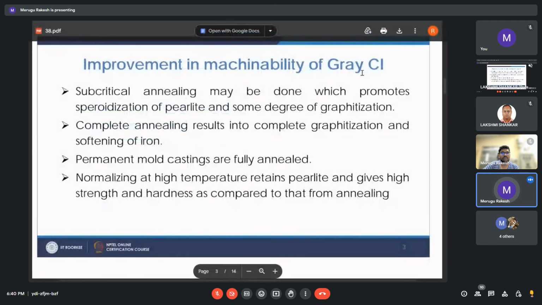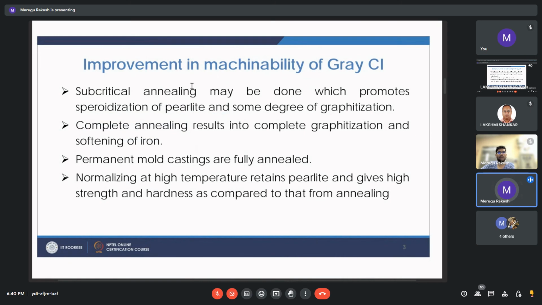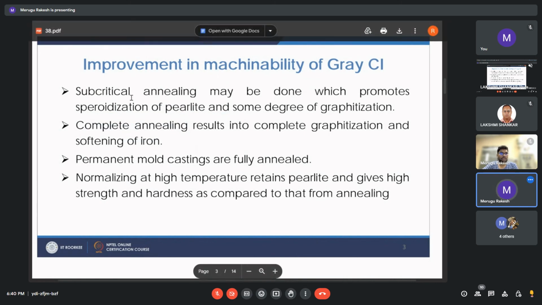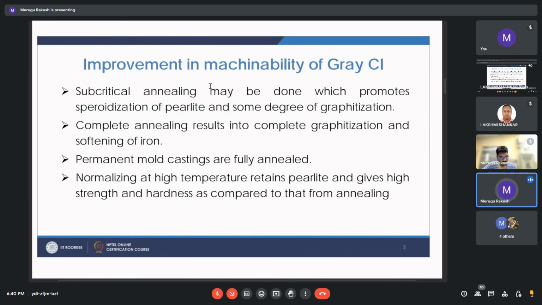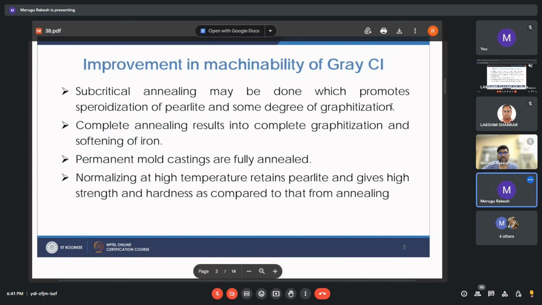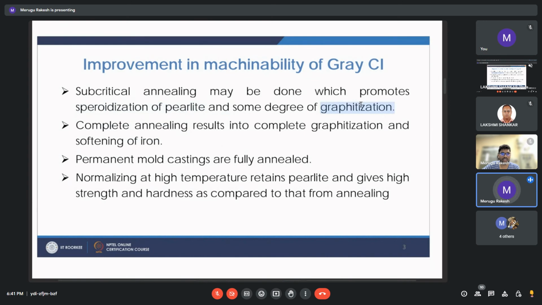The first is to improve the machinability of gray cast iron. Generally, these cast irons are easy to machine because the graphite present in it acts as a solid lubricant. So we do subcritical annealing, at a temperature of around 600 to 700 degrees Celsius. We do this heat treatment so that we get spheroidization of pearlite and some degree of graphitization.